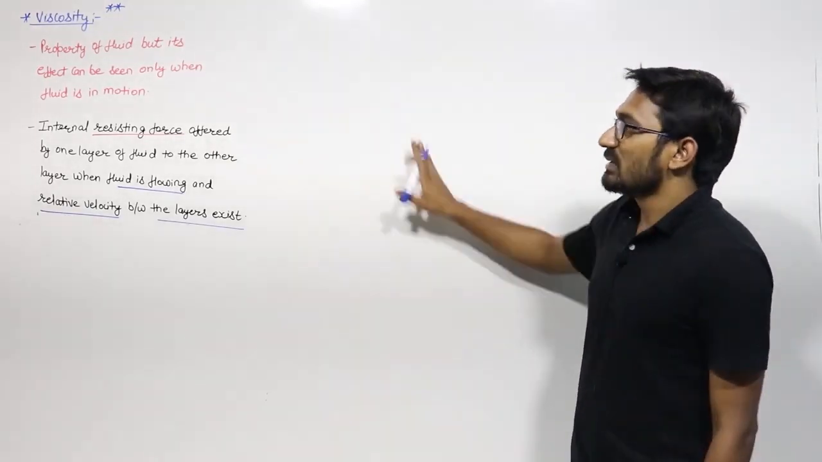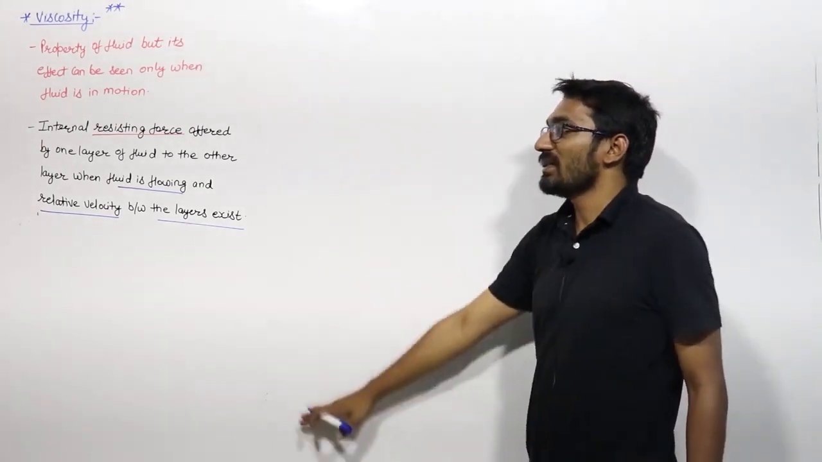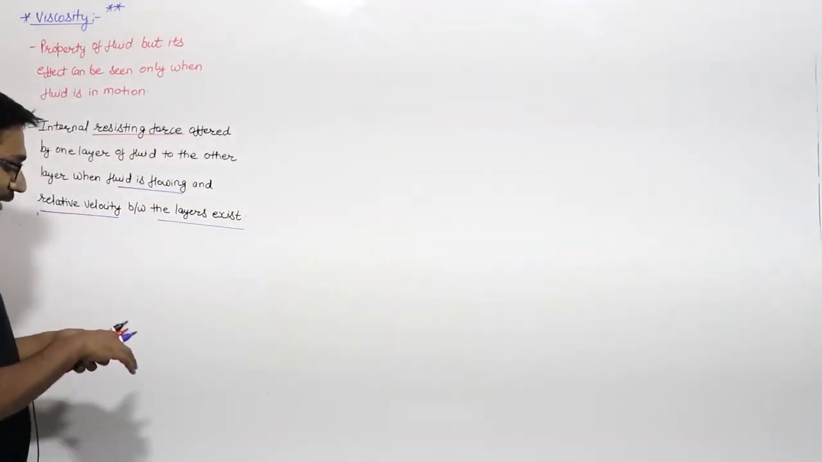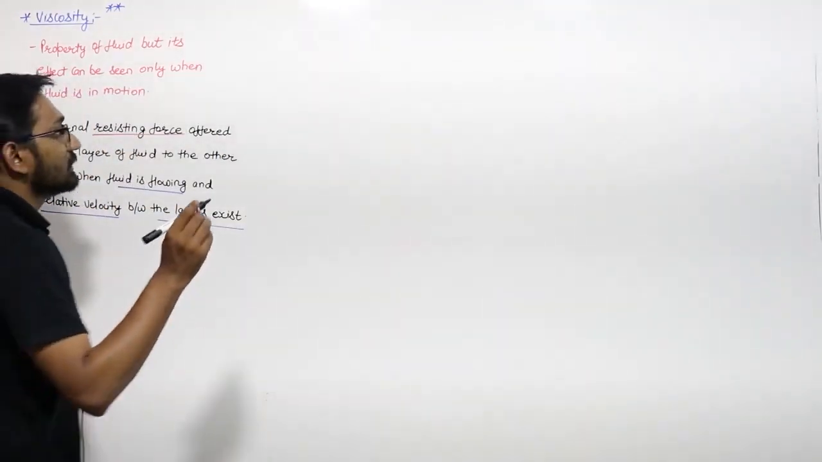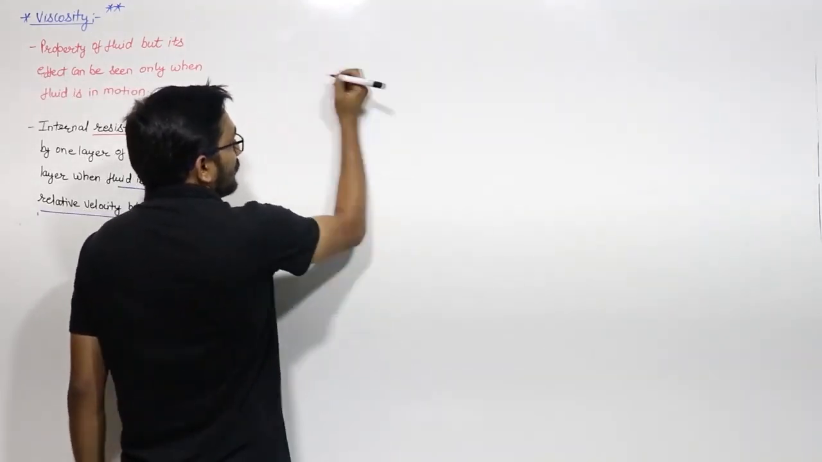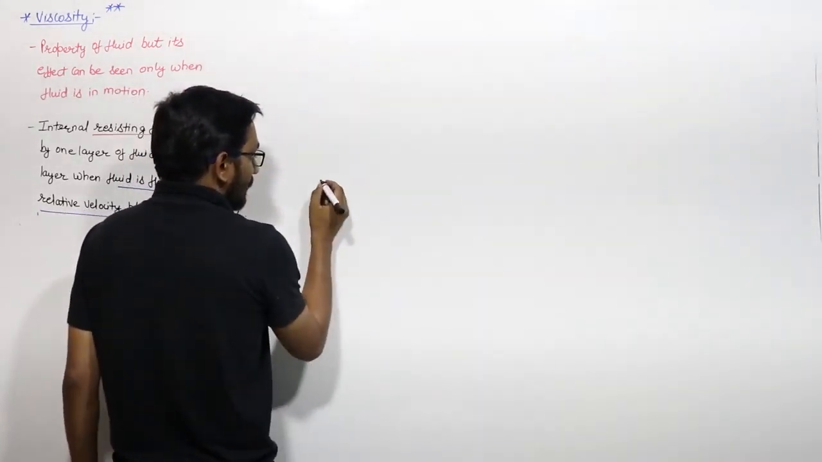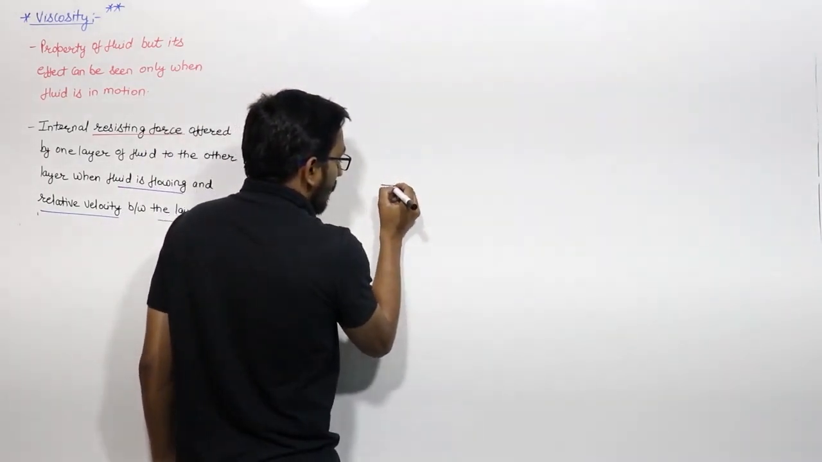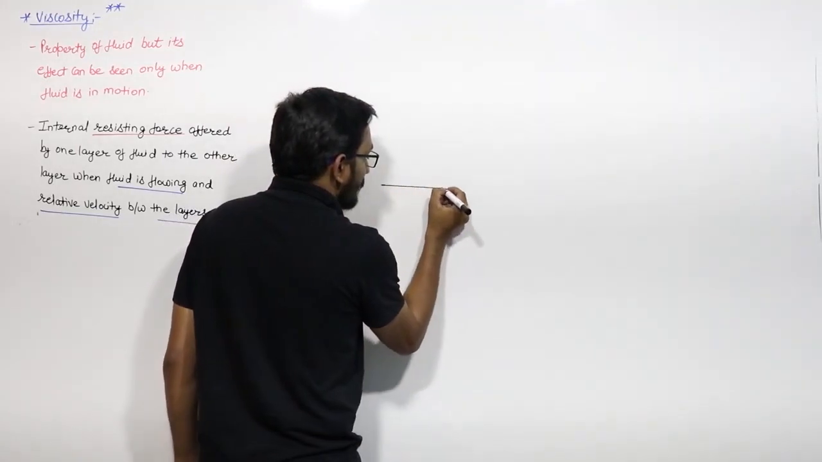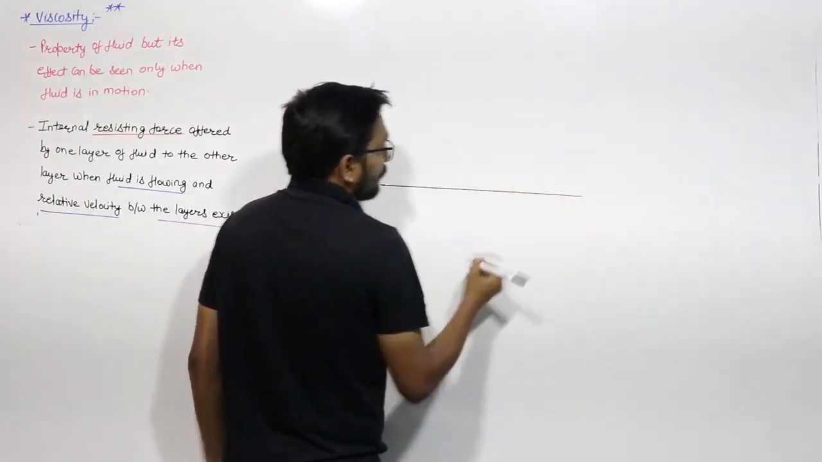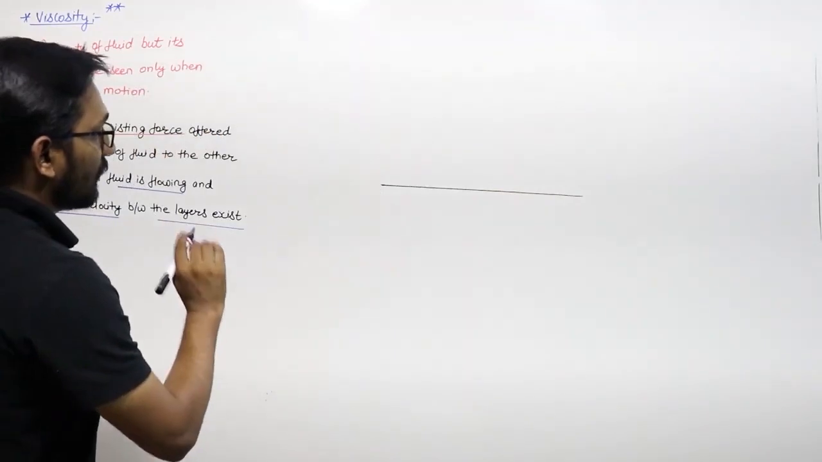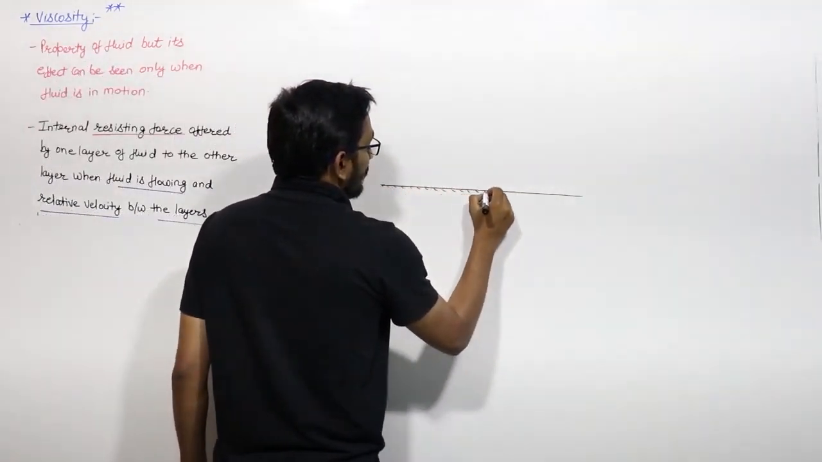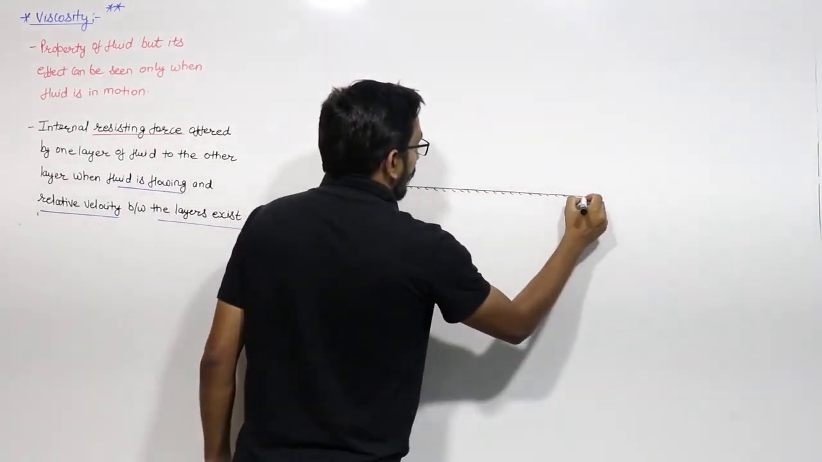Now let us discuss why this resisting force comes into the picture. We will discuss it with the help of a diagram. Let us make a diagram here. Suppose, just for your understanding, this is a solid surface over which fluid is flowing, and I am saying this solid surface is at rest. This is a fixed solid surface.